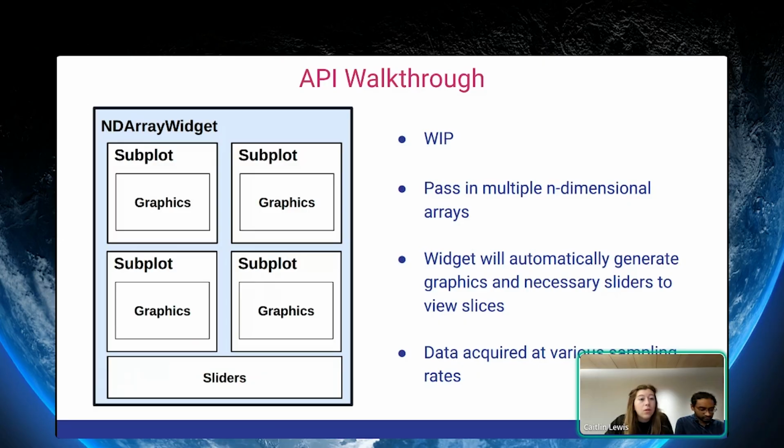And then, we have also been working really hard recently on an ND array widget, which would allow you to pass in multiple n-dimensional arrays and then automatically generate graphics and sliders to view different slices of the data and see your multi-dimensional data very easily. This is great, especially if you have large scale data that's at different sampling rates. This will handle that for you automatically, and you can synchronize things nicely.